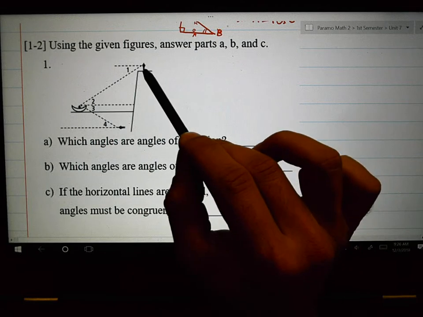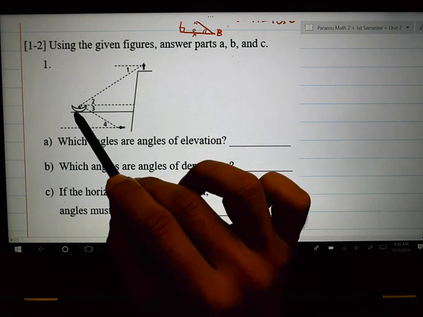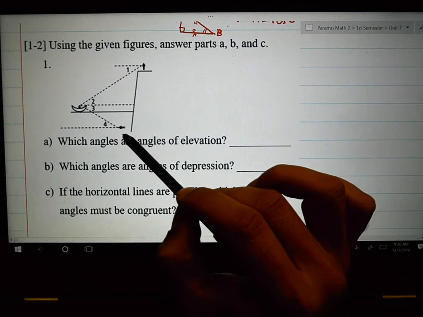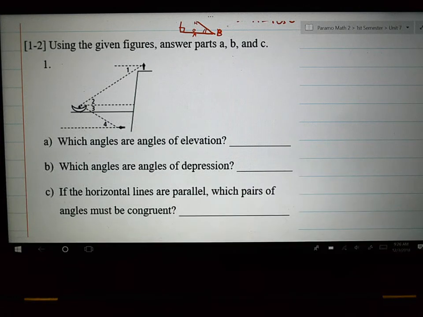There's a person on a cliff. There's a person in a boat. There is a fish, alligator. I can't tell what that is. Something underneath the water. Okay?